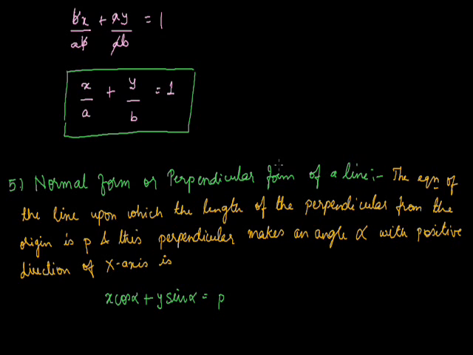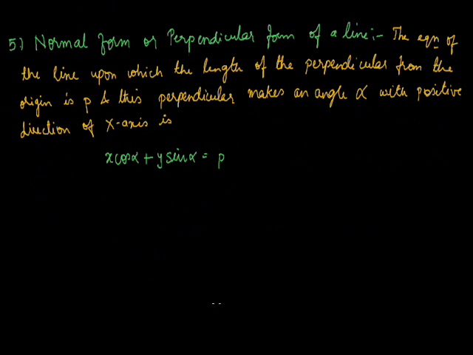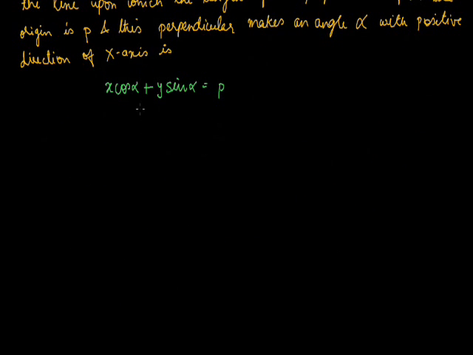So the equation of the line upon which the length of the perpendicular from the origin is p, and this perpendicular makes an angle alpha with positive direction of x-axis is x cos alpha plus y sin alpha is equal to p. So we are going to derive another form of the line, which is x cos alpha plus y sin alpha is equal to p.